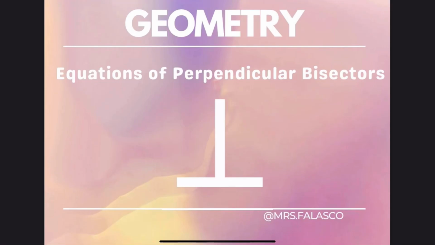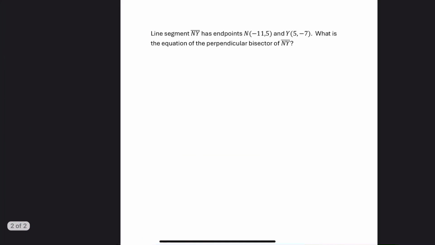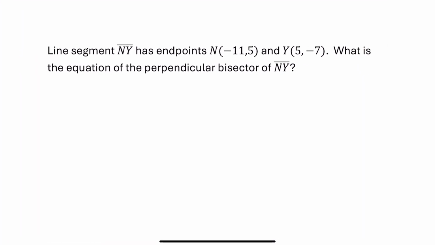In this video, we're going to learn about how to find the equation of a perpendicular bisector. They can ask you a lot of different things, a lot of different ways. They can ask you for the equation of a perpendicular line through a given point, or they can ask you the equation of a perpendicular bisector. So in this instance, we're going to look at a bisector, and we're going to look at this specific example.